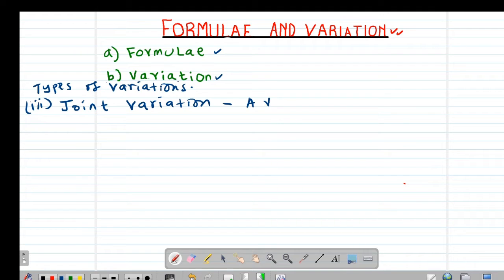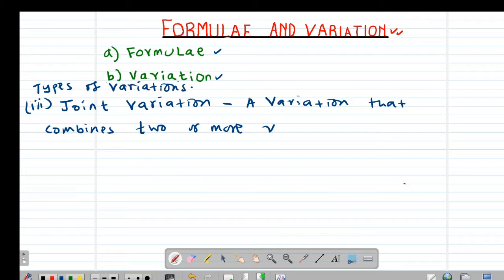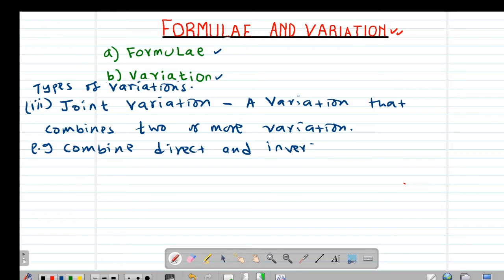It is a variation that combines two or more variations. For example, it can combine direct and inverse variation. So that is what we call a joint variation.